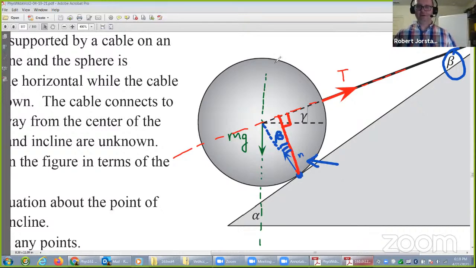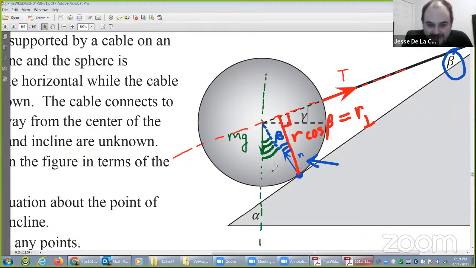And so you could actually do the lever arm. This would be something like R cosine of beta, I think, is the lever arm for tension. And then for mg, what's this angle right here? This is tough, isn't it? That one's gamma, isn't it? Alpha.